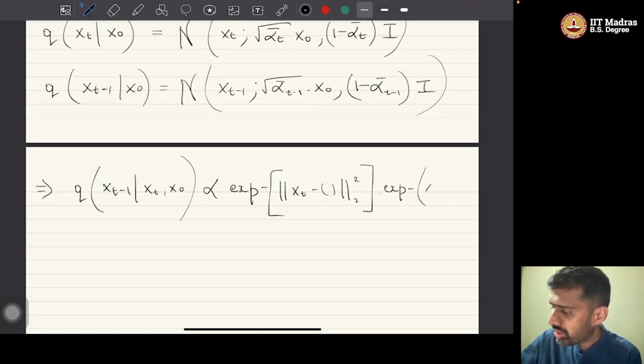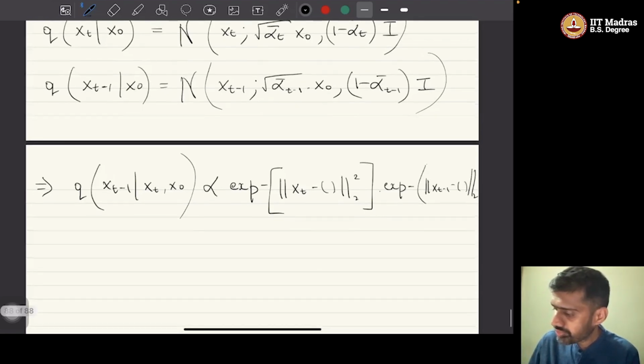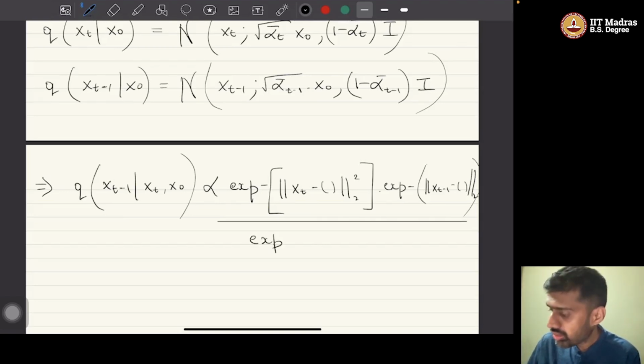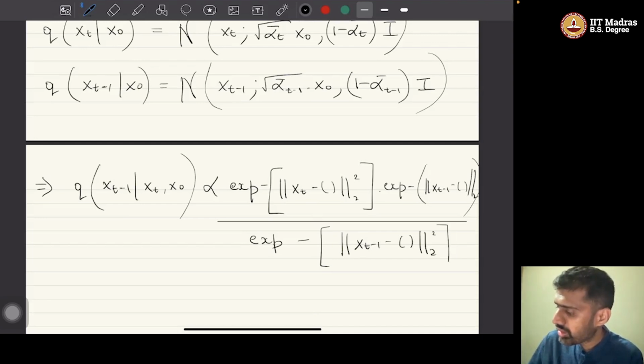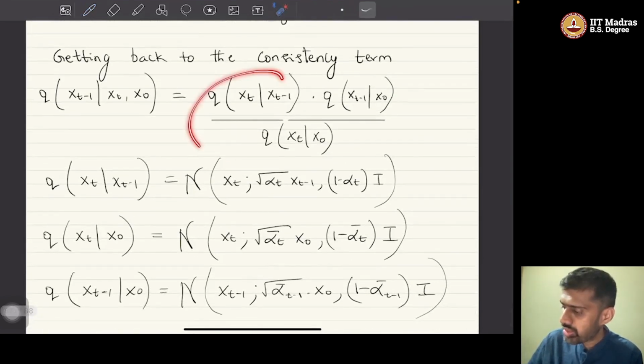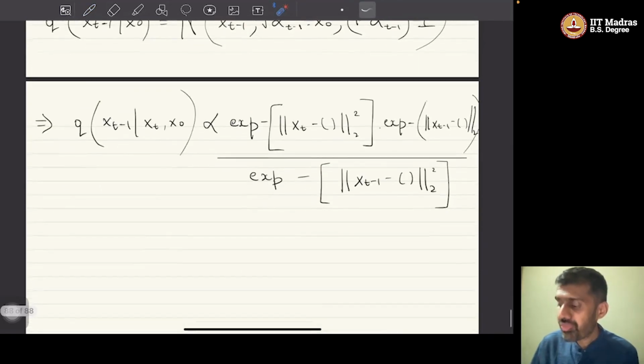the norm of xt minus 1 minus some mean term here, and in the denominator we again have e power, xt minus 1 minus some other mean corresponding to that. I mean the respective distributions, right? Whatever distributions that are there here, you just have to take the corresponding means here and plug it in.